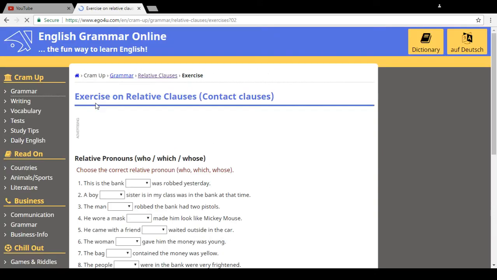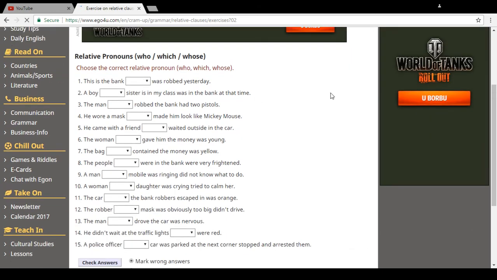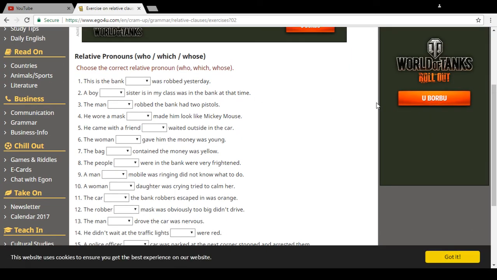Idemo malo vježbati odnosne zamjenice. World of Tanks, naravno, odlična igra, preporučujem da igrate, kupite sebi premium tenkove.